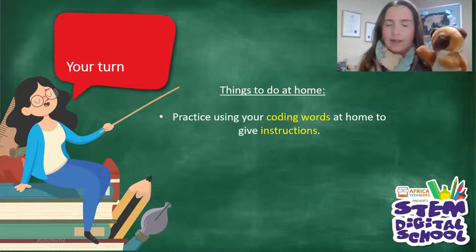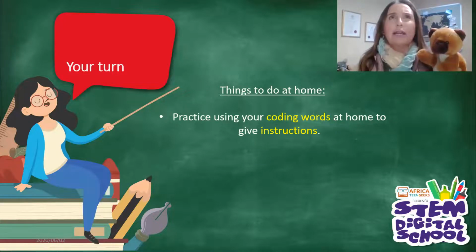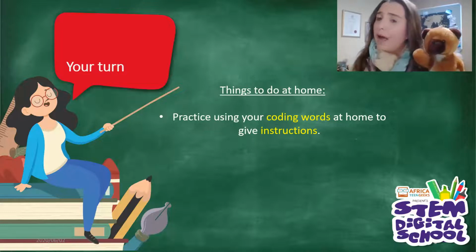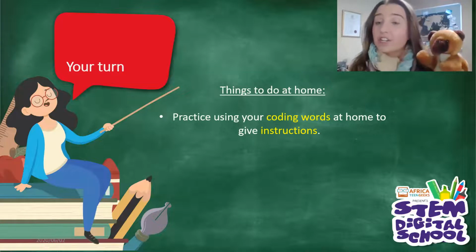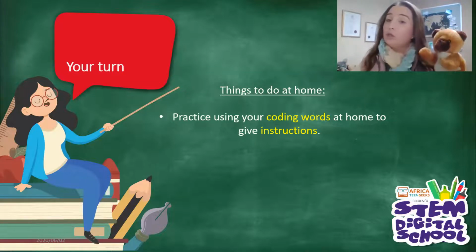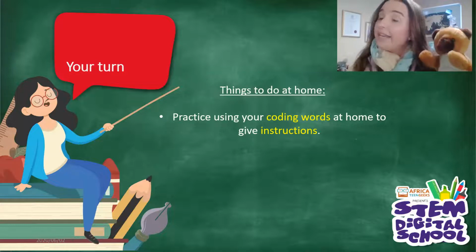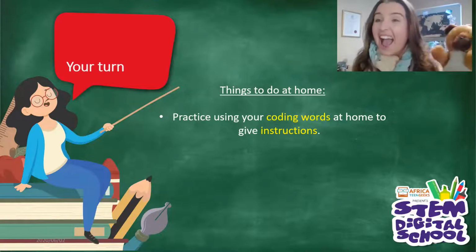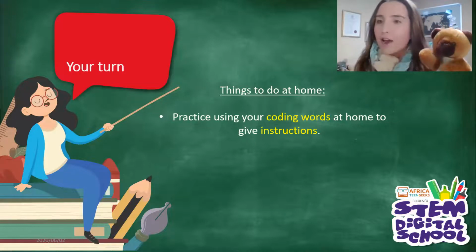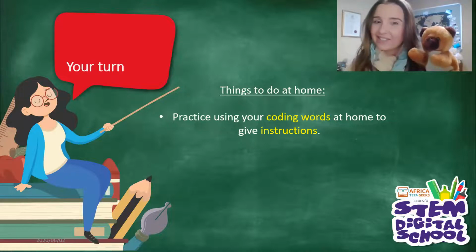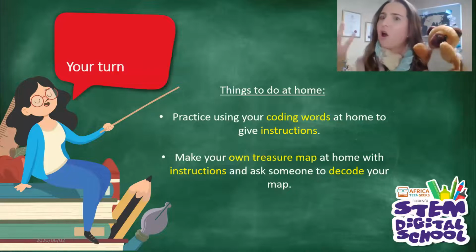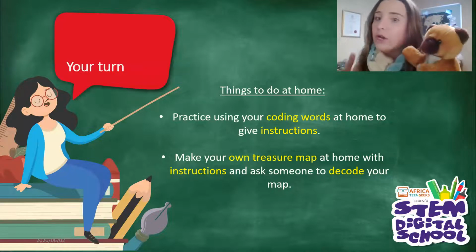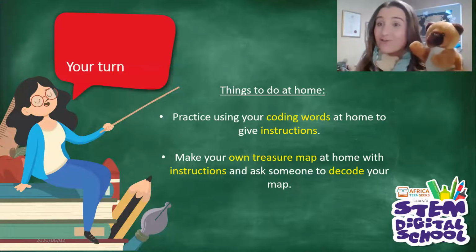So maybe you can say something like, could you help me make my bed? And then you can say, I'm going to give you instruction. Then you can say, please put the sheet on. Please put the pillowcase on. Please put my blanket on. And that is a form of instruction. Can you practice that? Make your own treasure map at home with instructions and ask someone to decode your map. So have a treasure hunt.